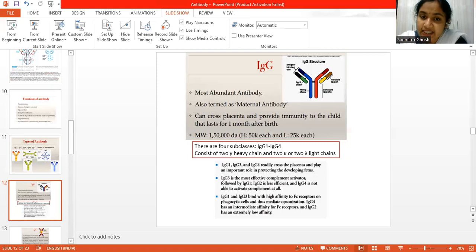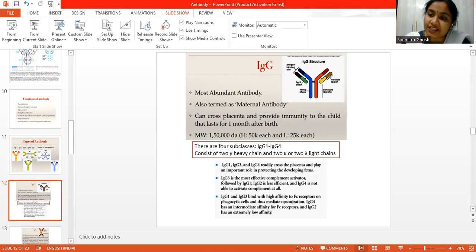Now, IgG has a molecular weight of 150,000 Dalton, where the heavy chain is 50 kilodalton each, and the light chain is 25 kilodalton each. For IgG, there can be 4 different subtypes based on the variation in the amino acid sequence in the polypeptide chain.